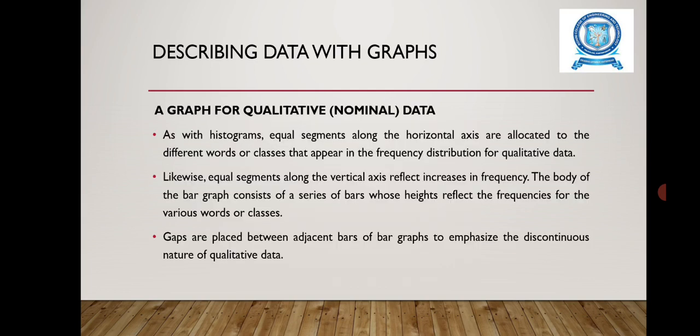Now let us see about a graph for qualitative, that is nominal, data. As with histograms, equal segments along the horizontal axis are allocated to the different words or classes that appear in the frequency distribution for qualitative data. Likewise, equal segments along the vertical axis reflect the increase in frequency. The body of the bar graph consists of a series of bars whose heights reflect the frequencies for the various words or classes.